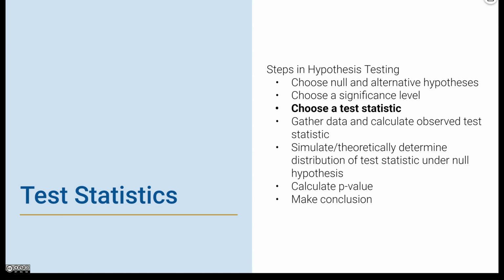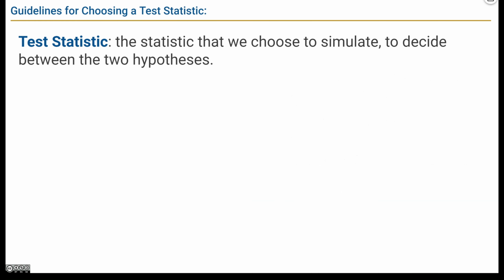Now we're going to look at the step in hypothesis testing where you choose a test statistic. And in this short video, we'll give you some general guidelines to help you with this process. So the test statistic is the statistic. Remember, that's a number we can calculate from a sample that we are going to be able to simulate the distribution of to help us decide between the two hypotheses.